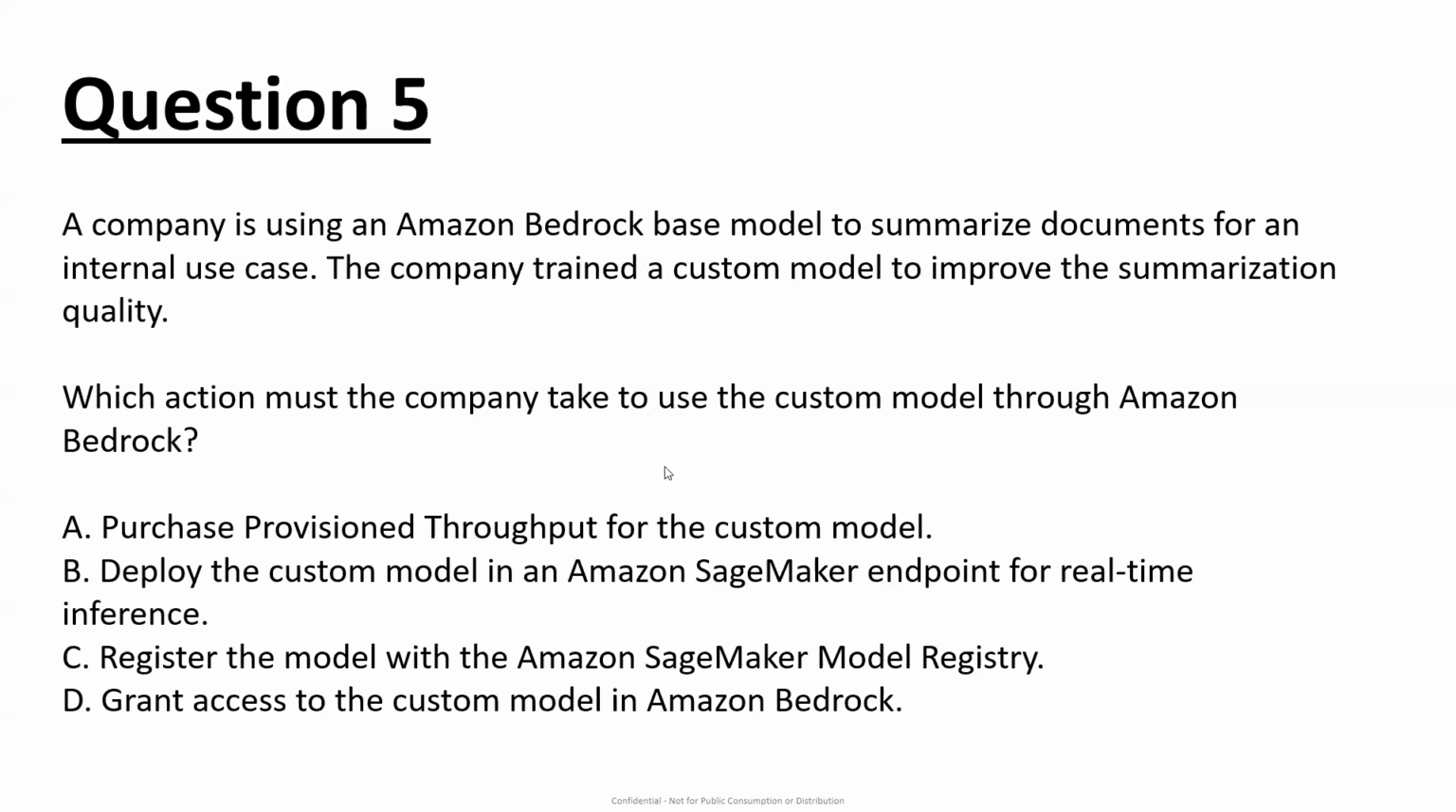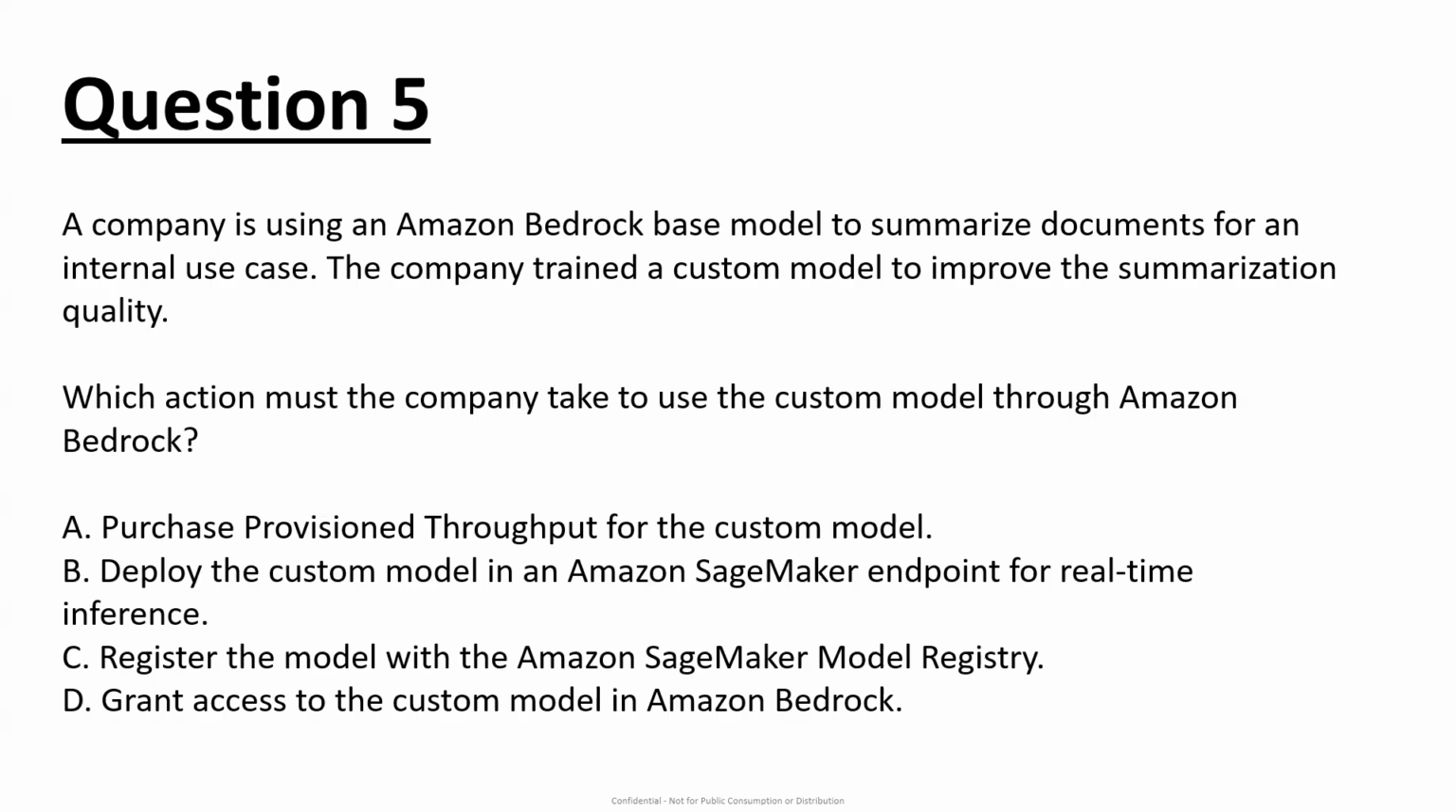Question number 5. A company is using an Amazon Bedrock based model to summarize documents for an internal use case. The company trained a custom model to improve the summarization quality. Which action must the company take to use the custom model through Amazon Bedrock? A, purchase provisioned throughput for the custom model. B, deploy the custom model in an Amazon SageMaker endpoint for real-time inference. C, register the model with Amazon SageMaker Model Registry. D, grant access for the custom model in Amazon Bedrock.